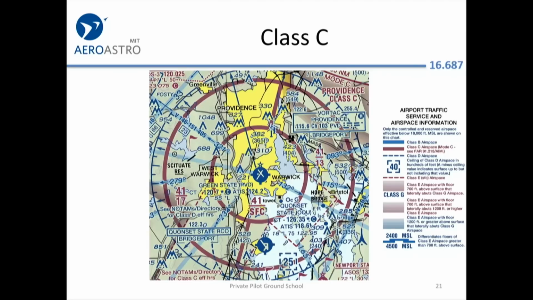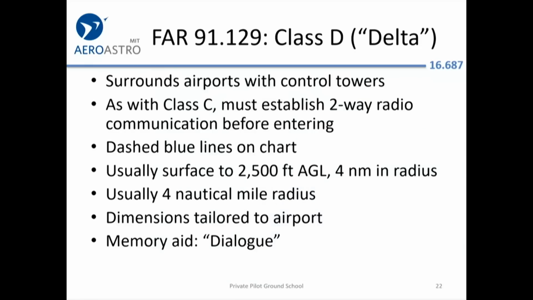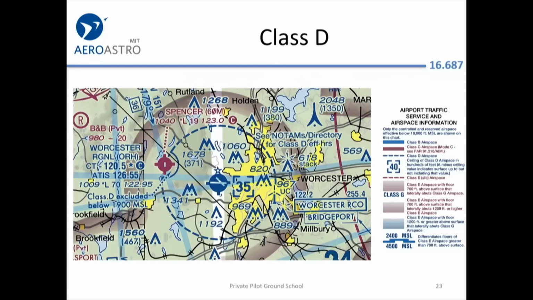So here's an example of that. So we have the airport in the middle, and now we have magenta lines instead of blue lines because it's a Class Charlie airspace instead of Class Bravo airspace. So Class Delta, one of the airports we've been talking about, Hanscom, also known as Bedford, is a Class Delta airport. And so here you have to establish two-way radio communication as well. It's indicated by a dashed blue line. So this is an example of Worcester Airport, and you can see the dashed blue circle around the airport.